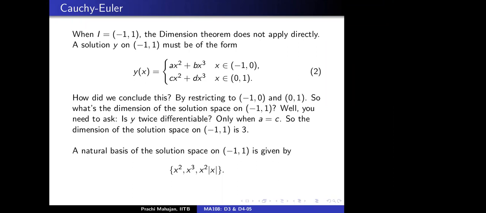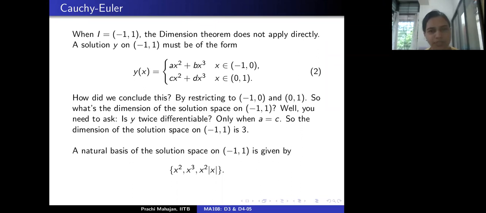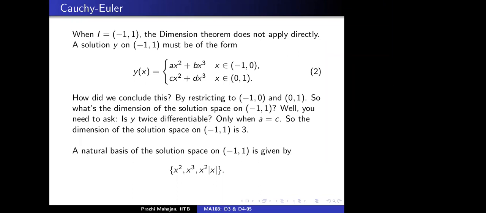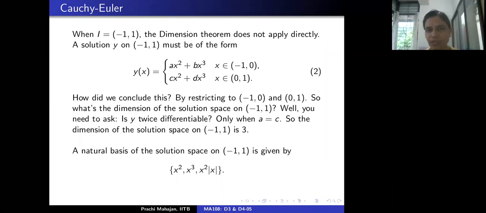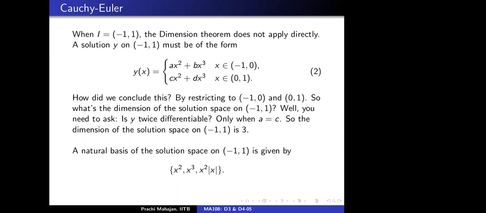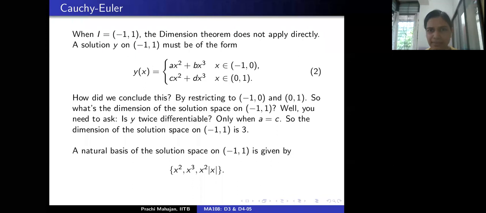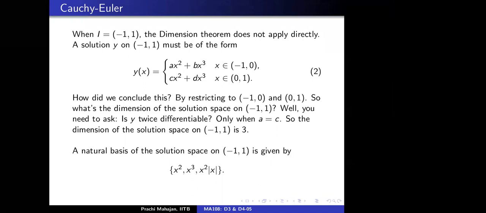Ma'am, any even power of x multiplied with mod x will work, right? See, but what are the options? The only even power we have here is x square, no? On the interval -1 to 0 and 0 to 1, there's no choice. You have 2 linearly independent solutions, and any solution must look like this. Correct? Is that okay?